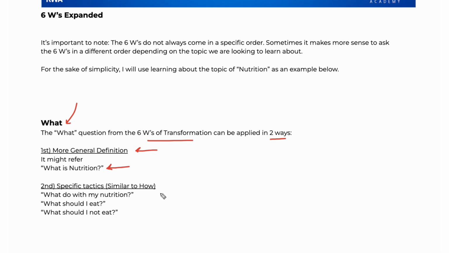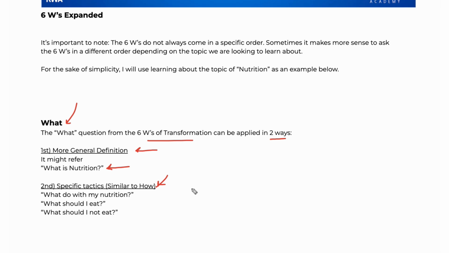And then the second usage of it is the specific tactics around that topic, right? So what do I do with my nutrition? What should I eat? What should I not eat? And as you're going to start to see, this is not an exact science when you are using the 6 W's. There is an overlap in there, right? What is nutrition? What to do with my nutrition? How should I do this?